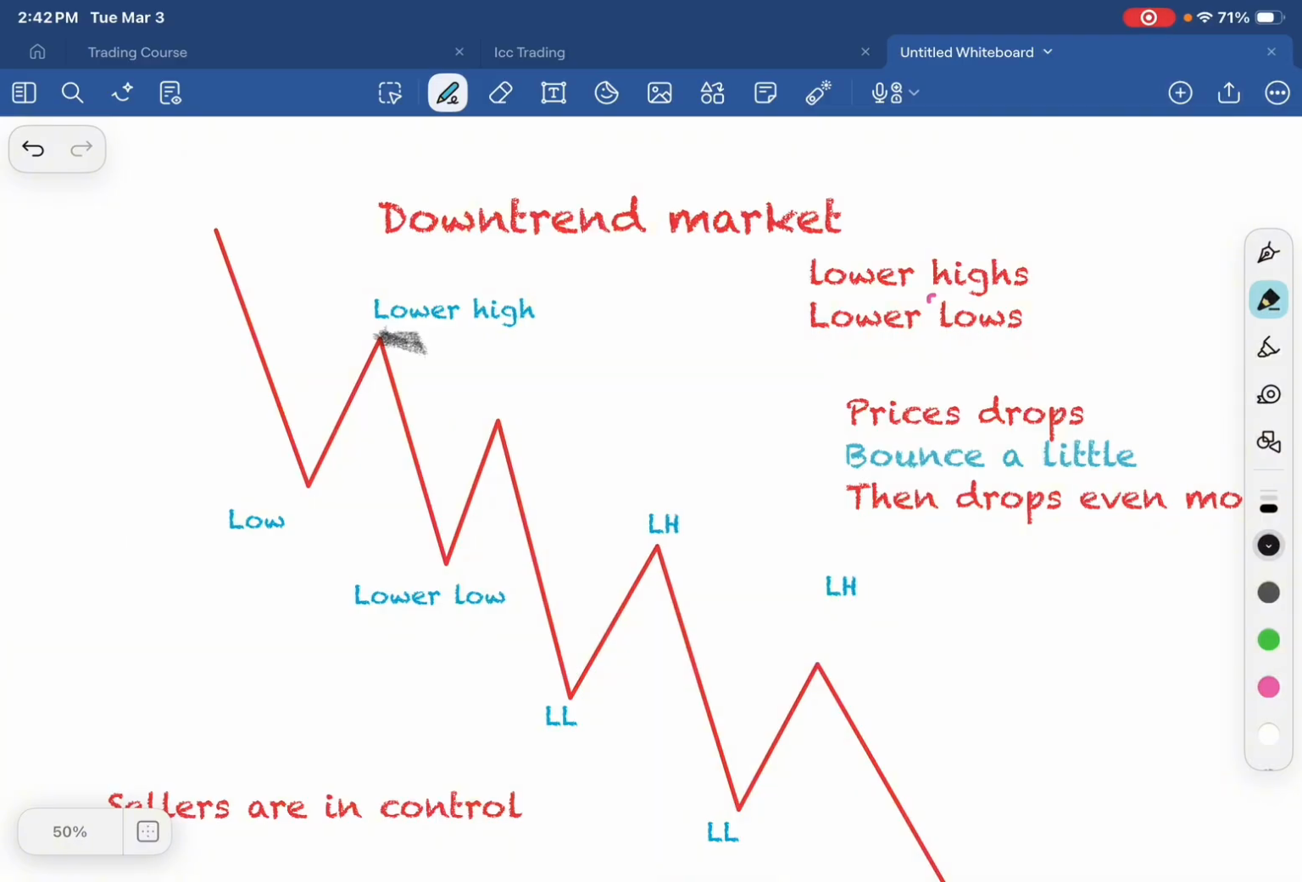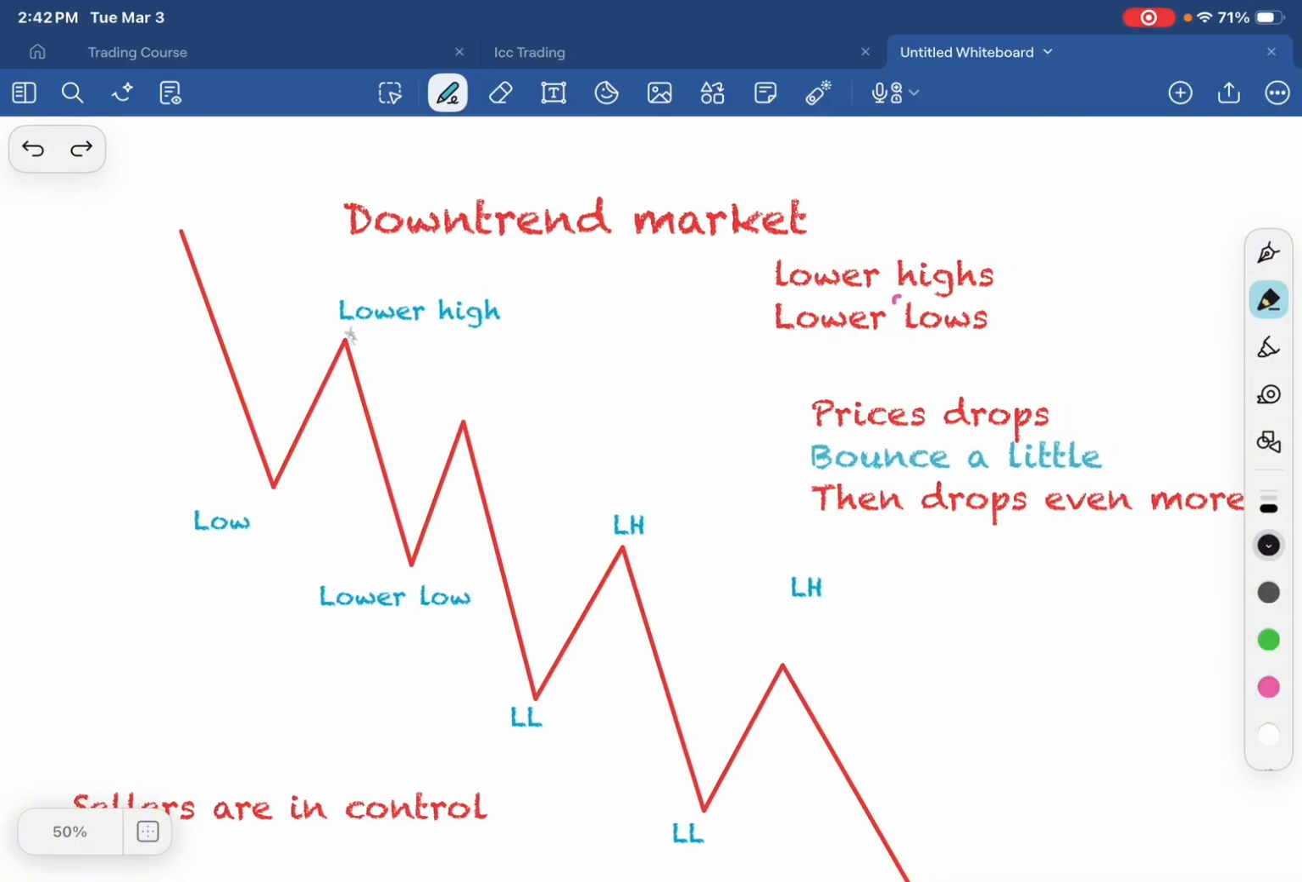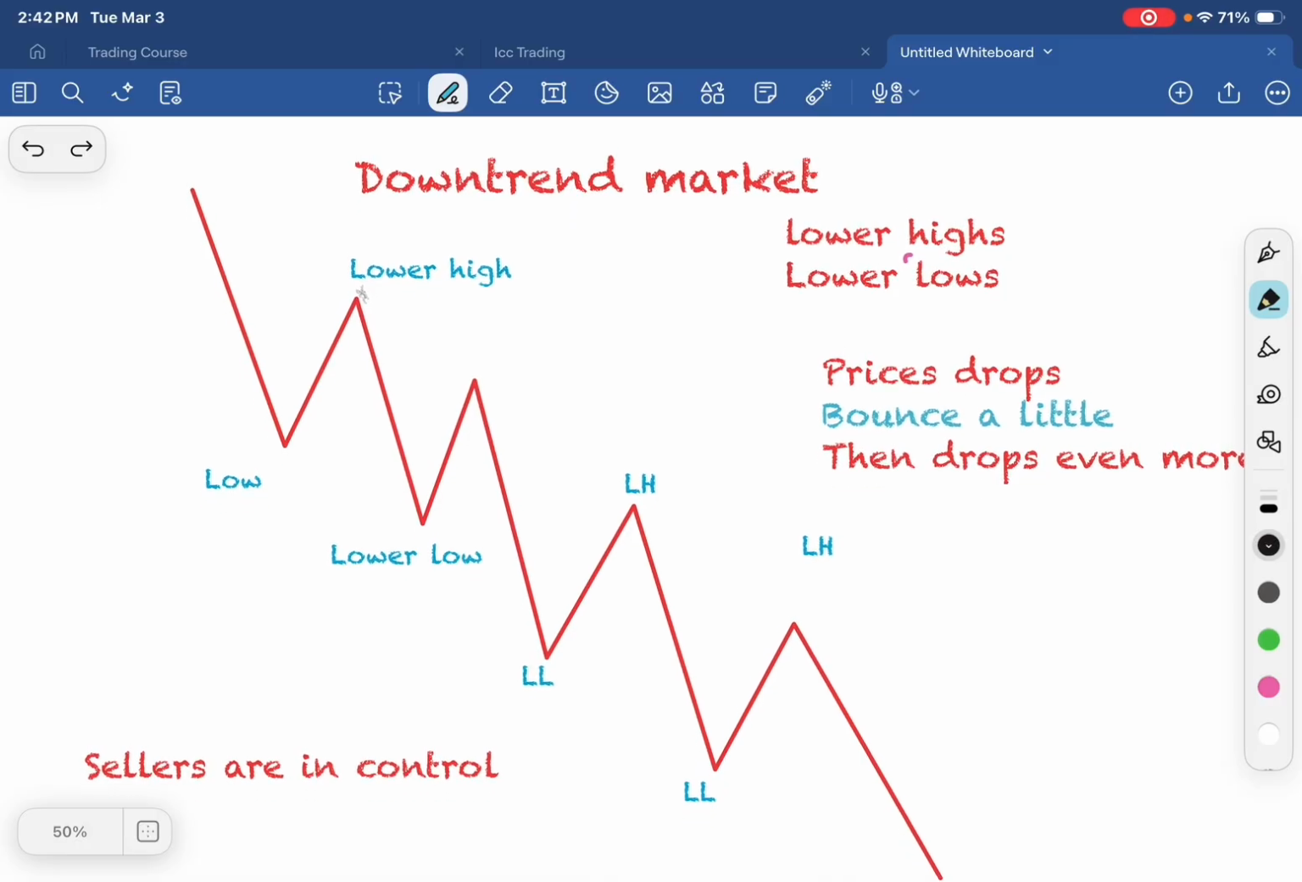This lower high is lower than this one, which is lower than this one, and this high is lower than this high. We call them lower highs because the highs are getting lower and the lows are getting lower. Simple as that. The highs are getting lower and the lows are getting lower. So lower lows and lower highs. Now we must get this by now, so write this down in your book and just know that this is how a downtrend moves, and sellers are in control here.